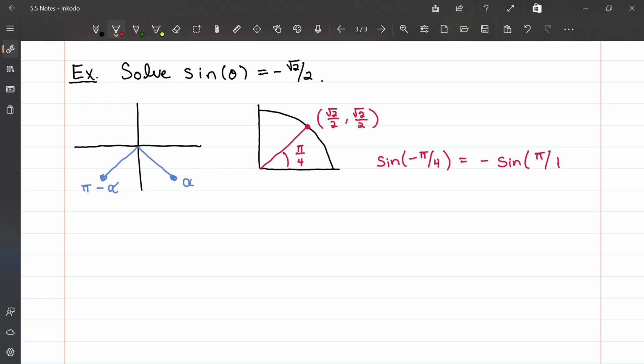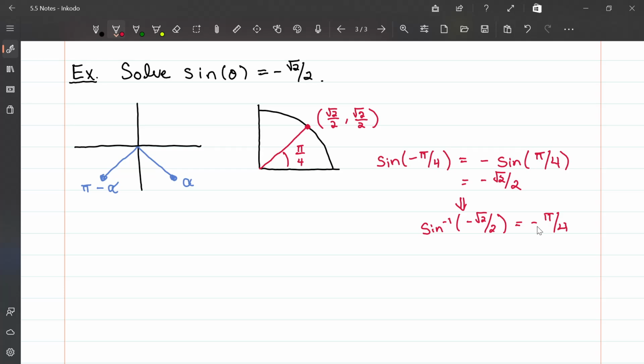And now we can go back to using pi over 4 and its y-coordinate to find out that this will give us negative root 2 over 2. Once again, we have found an angle that does the right job, and it is an angle in the range of arcsine. So what we are learning from this is that when I take arcsine of negative root 2 over 2, the answer must be negative pi over 4.